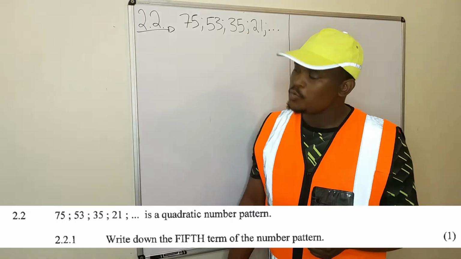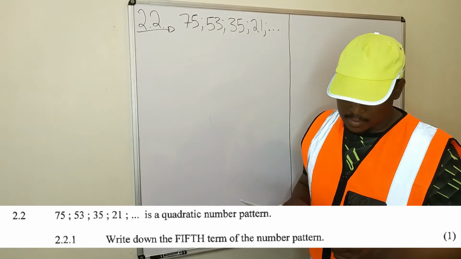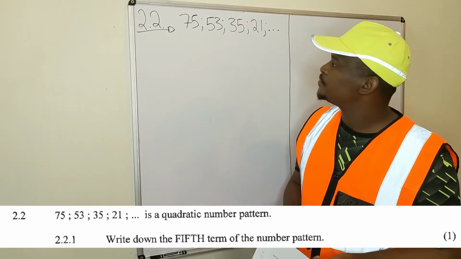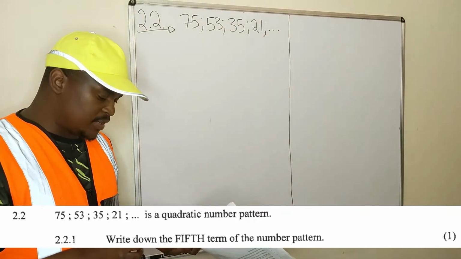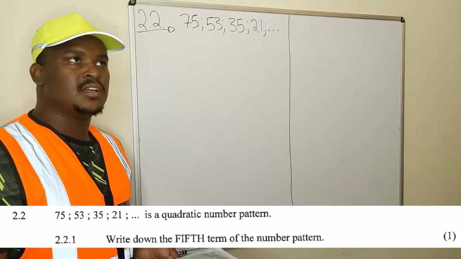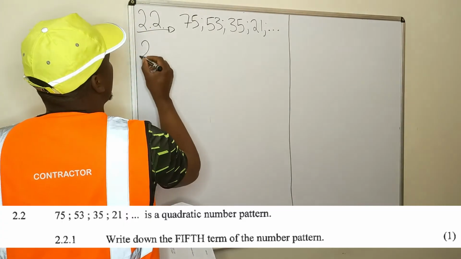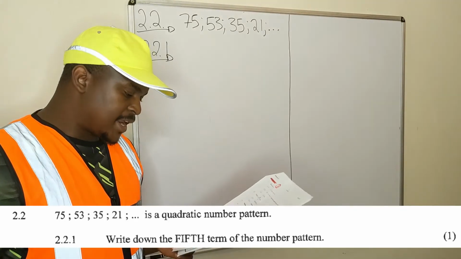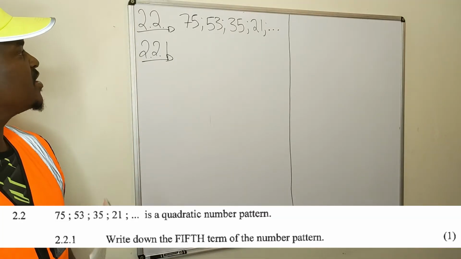In 2.2, we are given the sequence 75, 53, 35, and 21, right? And you are told this is a quadratic sequence. You know that a quadratic sequence has a common second difference, and the general term is Tn equals an squared plus bn plus c. Now, let's go to 2.2.1. Write down the fifth term of the sequence. So they want us to write the fifth term of the sequence.